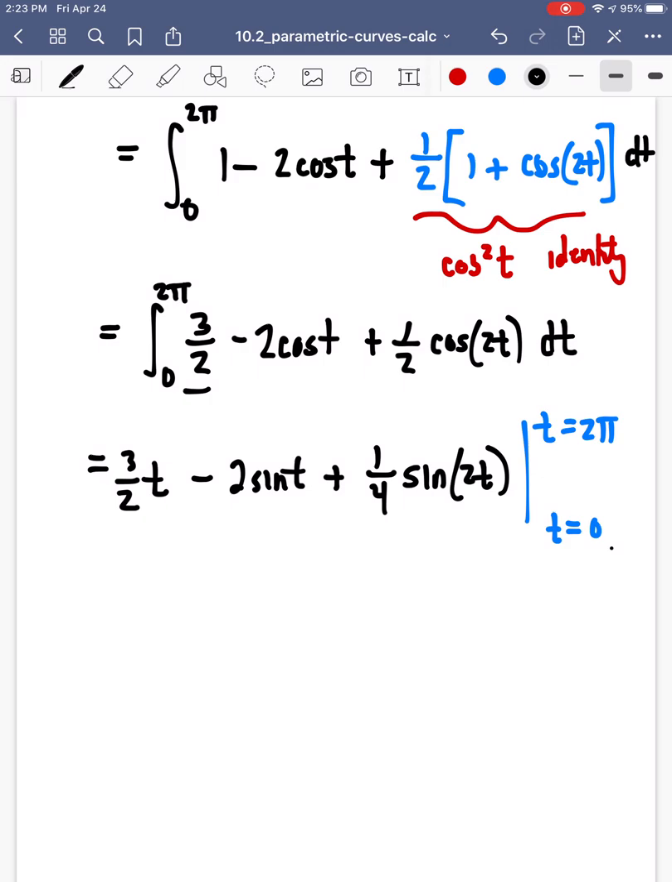All right, so we can plug all of this in. If we evaluate a sine at either 0 or 2 pi, it is going to be 0. If we evaluate sine of 2t at 2 pi or at 0, this is also going to give us 0. So this whole thing eventually comes out to 3/2 times 2 pi, or our final answer, 3 pi.